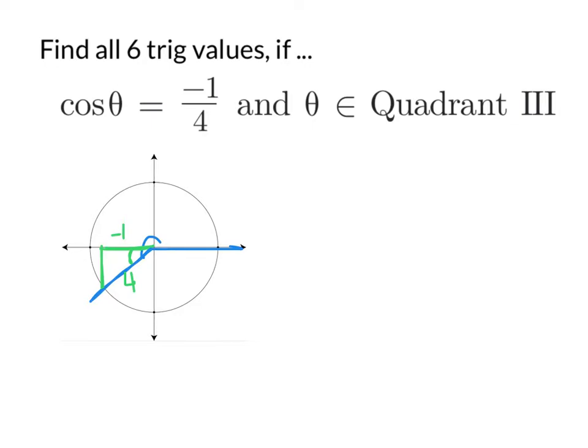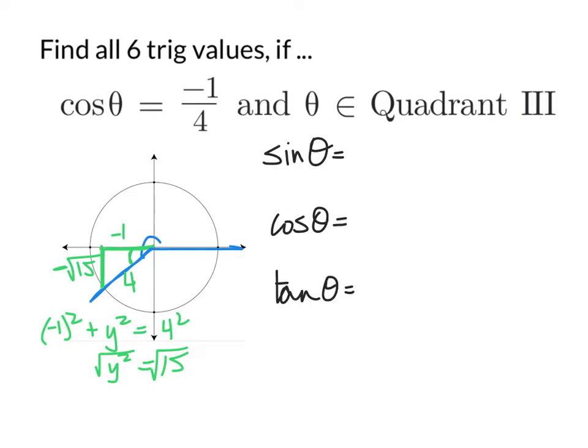But we need to find out what the other side of the triangle is going to be. So a little Pythagorean theorem here. We got -1 squared plus that y coordinate squared is equal to 4 squared. So y squared is going to be 16 minus 1, which is 15, and y would be the square root of 15. Since we're in quadrant 3 and that y coordinate is going down, our square root has to be negative. So we have enough for our 6 trig values.